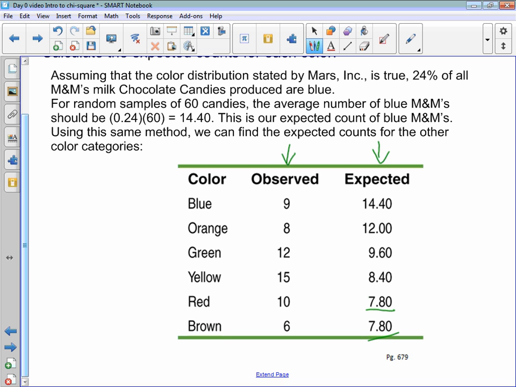and here was what we observed. And the question is, are these differences between these two numbers big enough for me to doubt what Mars was saying? Are these two numbers different enough that something has run amiss? Now, we're not concerned if they're bigger or smaller, just that they are different. So we would take the difference of each one.